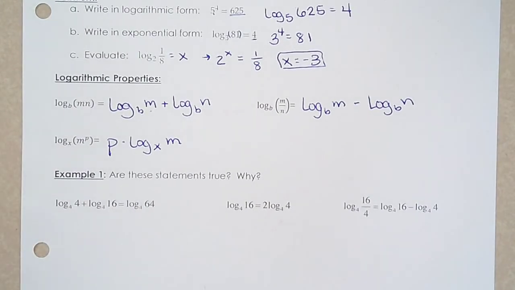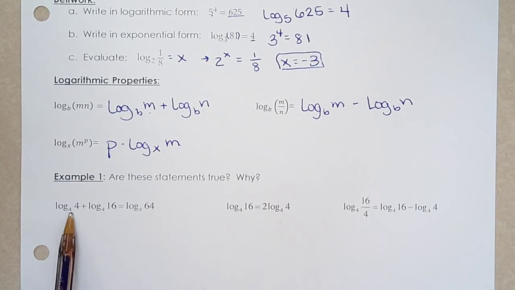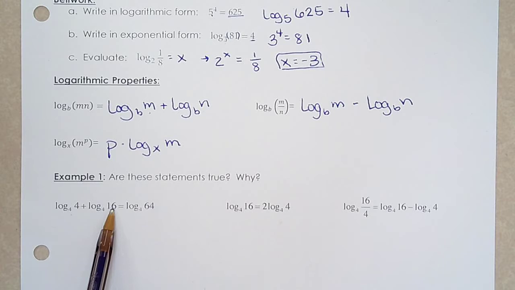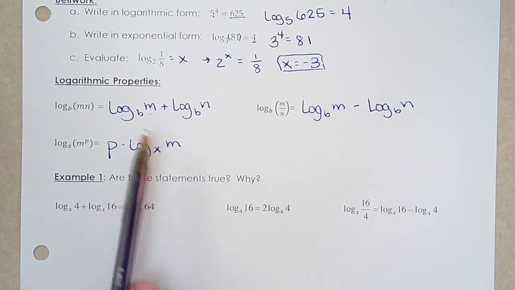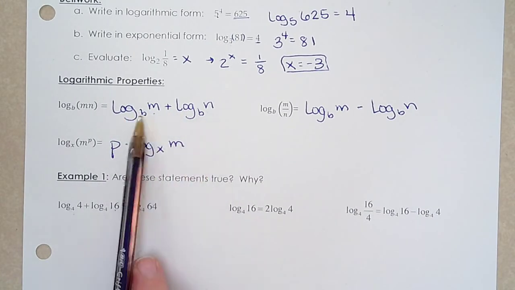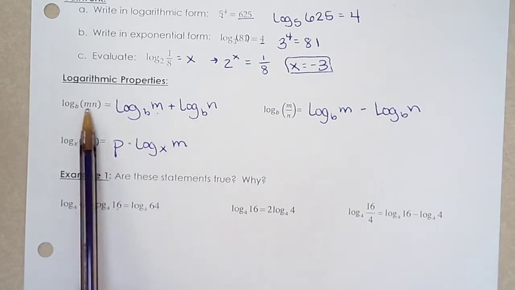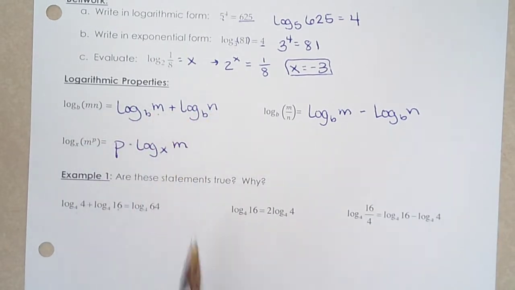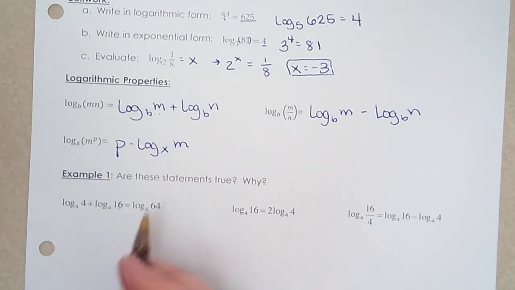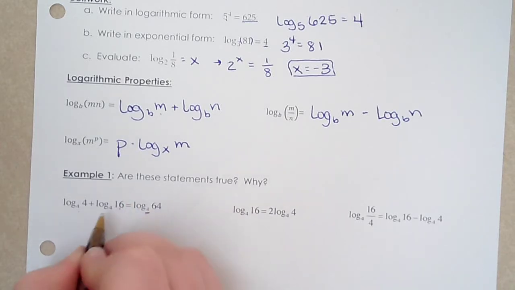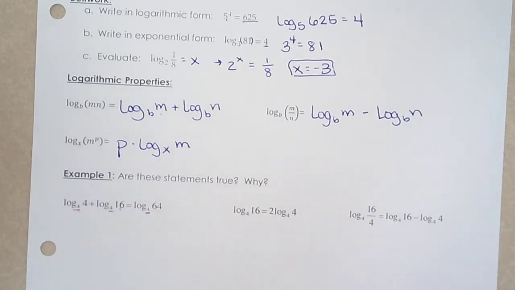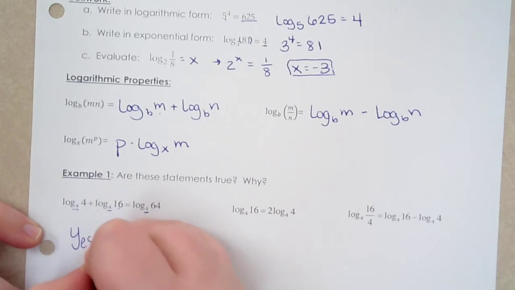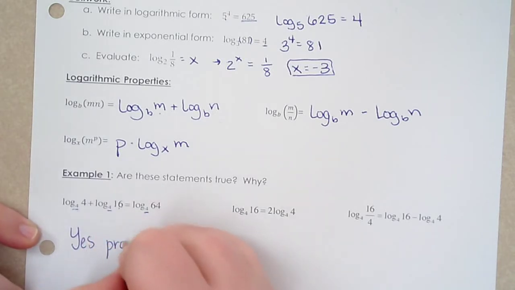So example 1, are these statements true? Why or why not? Well, we've got log base 4 of 4 plus log base 4 of 16. Well, based on our property that we just talked about here, our final answer should be m times n. Is 4 times 16 64? Yes. Does it end up with the same base that the other two started with? Yes. And I'm just going to say by property 1.